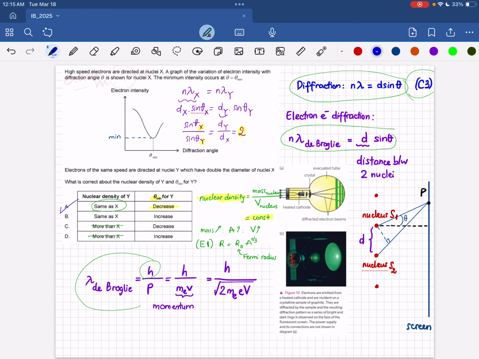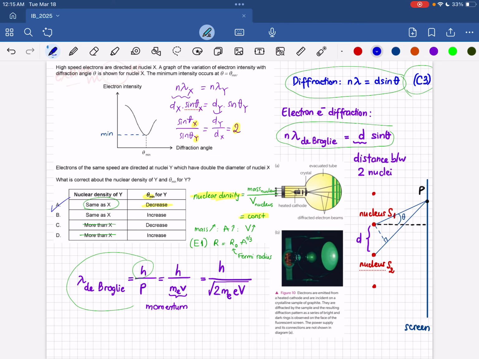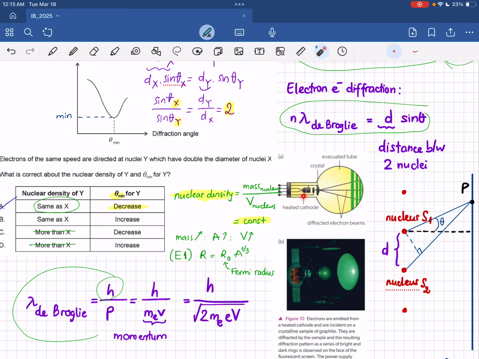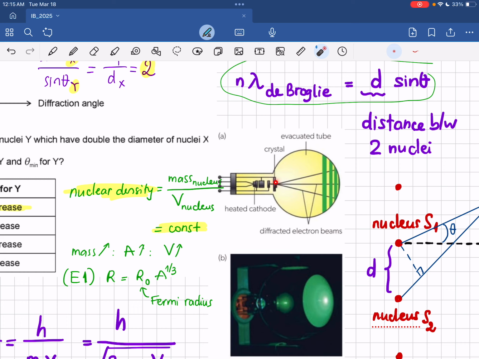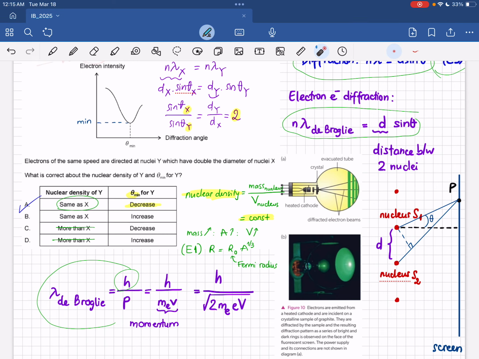And now I just want to review a little bit about electron diffraction. If you have a cathode and it is heated, it can produce an electron beam, and then the electron beam passes through the crystal here. The crystal is basically the X or the Y element, and just like diffraction, you have two nuclei, S1 and S2. They are separated by a distance d.